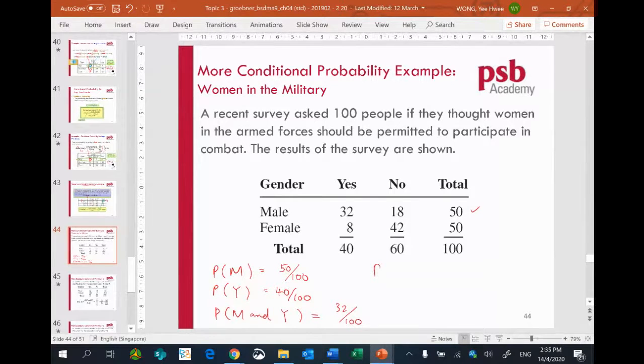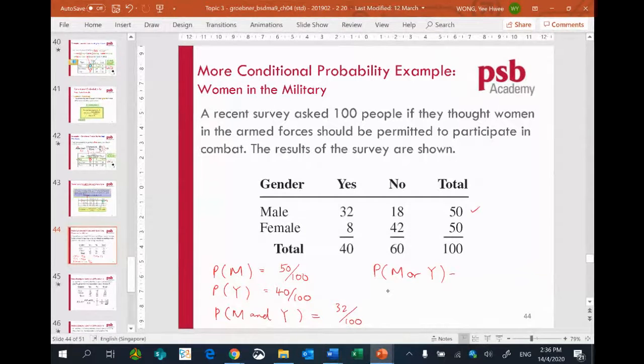Okay, how about the one that we have finished just now? Male. What is the chance that I will get someone who is male or I get someone who says yes? Listen carefully. What's the chance I get someone who is male? If I get someone who is male, that means the male can say yes, can say no. Or I get someone who says yes. So someone who says yes can come from male, can come from female, right?